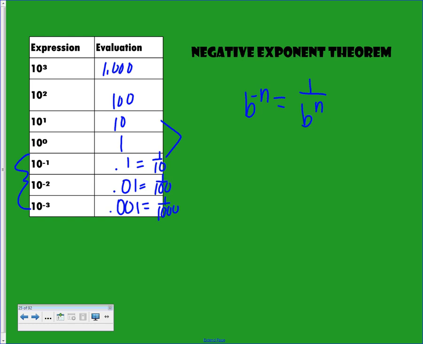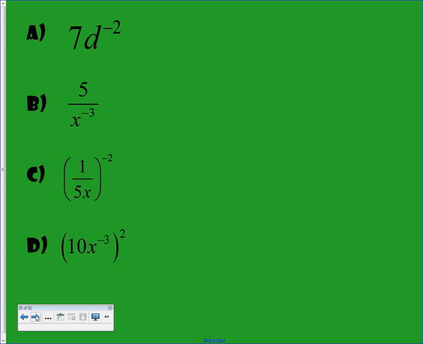So you're not allowed to have a negative exponent, so in order to get rid of it, you're going to take the reciprocal. Okay, so you're going to take it from the top, because this is really over 1, and then flip it to 1 over b to the n. So we're going to take the reciprocal today. So if I have 7d to the negative 2, how do I simplify that so I don't have any negatives?